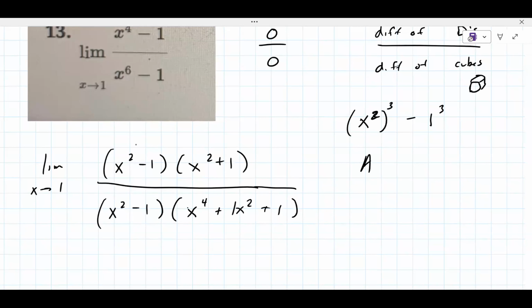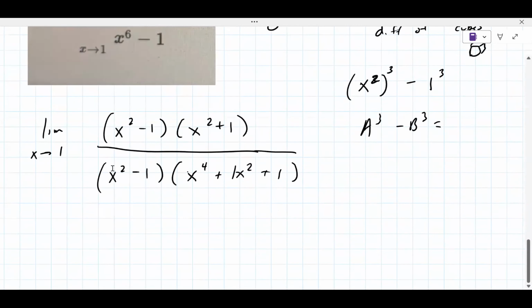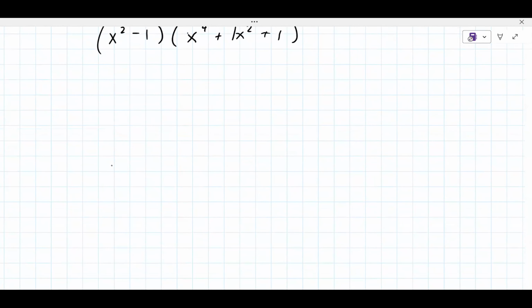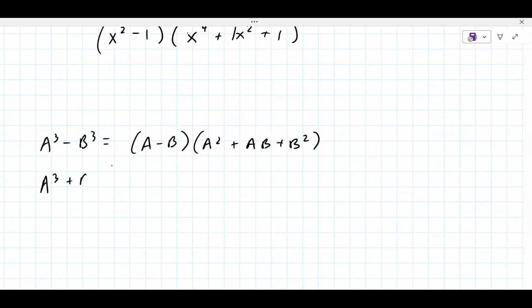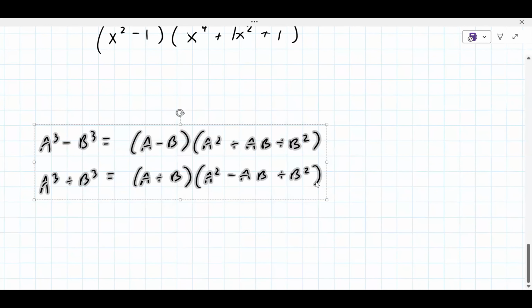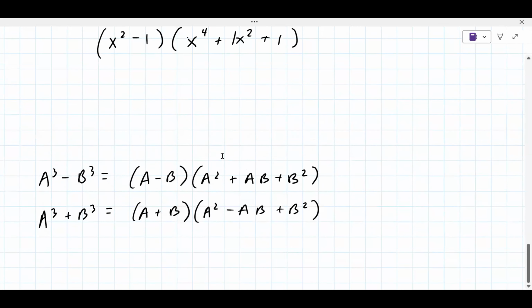So there's a formula for a cubed minus b cubed. I'm happy to give that. Let's fill that in here. Sorry, I should be giving you more of this stuff. A cubed minus b cubed is a minus b, a squared plus ab plus b squared. A cubed plus b cubed is a plus b, a squared minus ab plus b squared. I don't know if you need to know these for the test. They're kind of the extreme ones but you can check with your instructor.